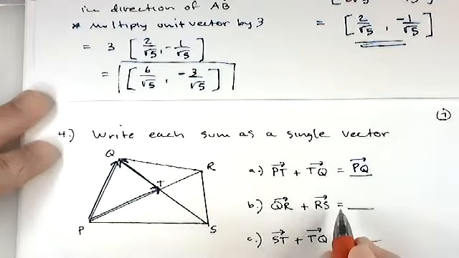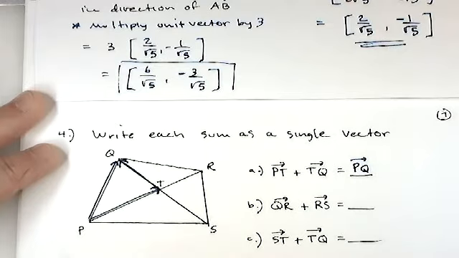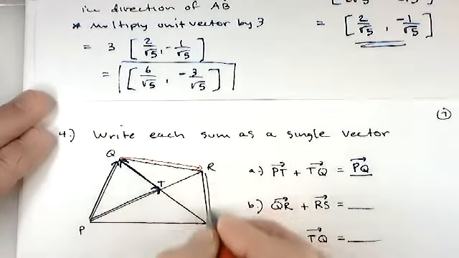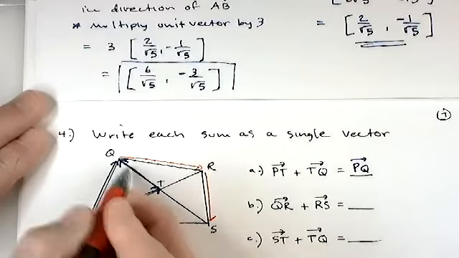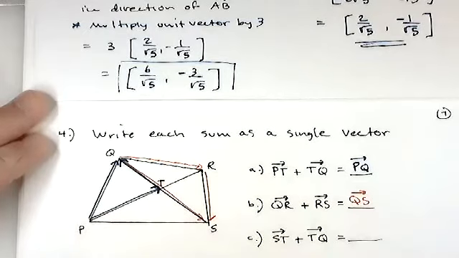Let's try these next two and then we'll be done here. What about QR plus RS? Try that and type in the chat, what single vector would that leave you? Nice. Yeah, so it's really easy, right? QR goes from here to here. RS goes from there to there. If I add this vector plus this vector, that's the same as just going directly there. That's equal to QS. And one more, what is ST plus TQ?